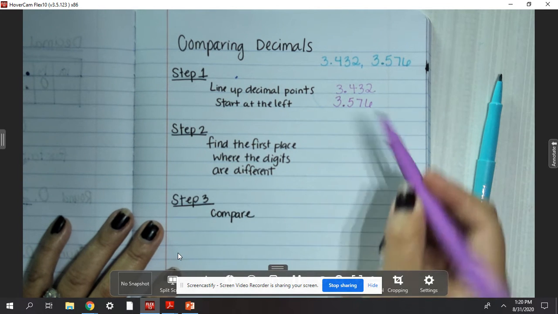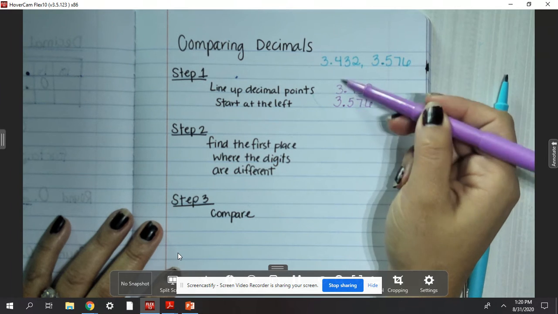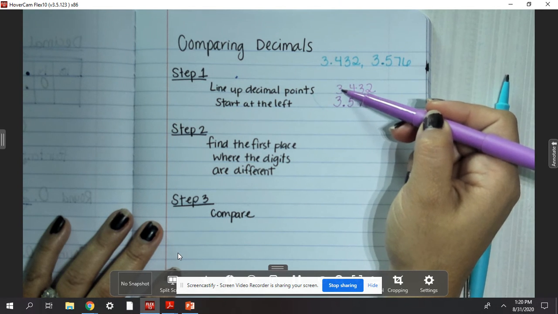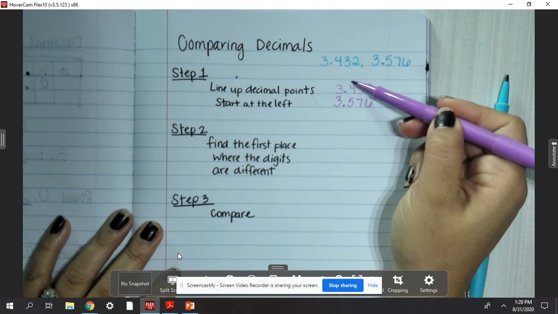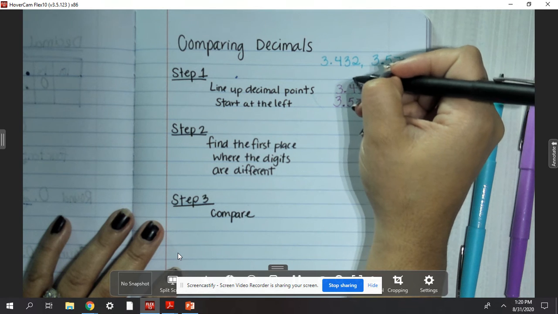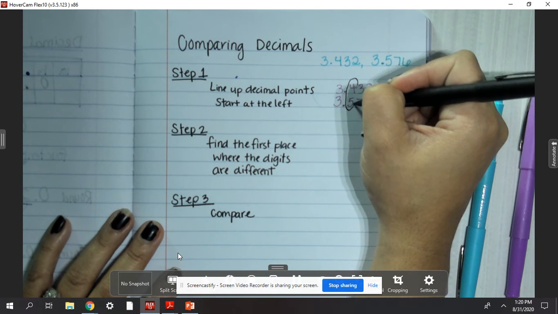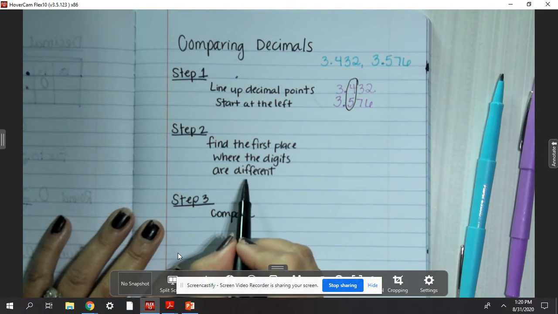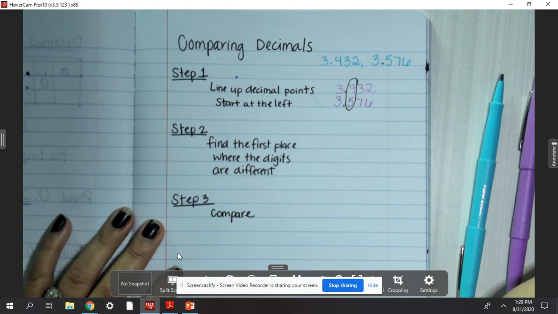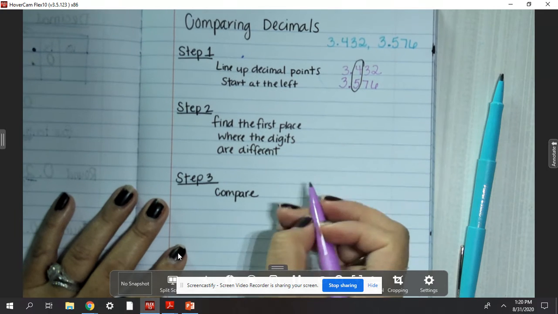Okay. Now, I want to find the first place where the digits are different. So that's the second step. So starting on the left side, I can't compare these because these digits are the same. They're equal. So then I'm going to look to the next place value. And here I can tell that the numbers are different. Okay, so now that those numbers are different, that was step 2. Now I'm going to compare them.